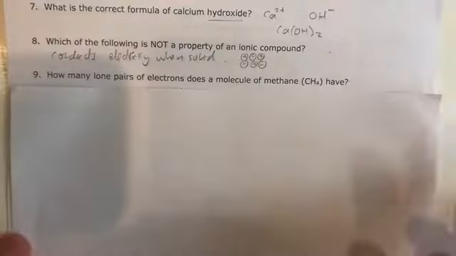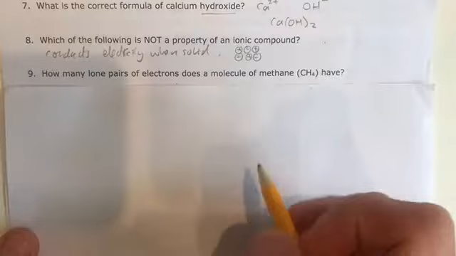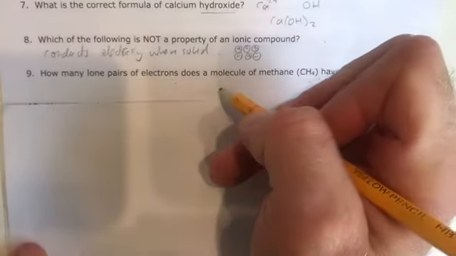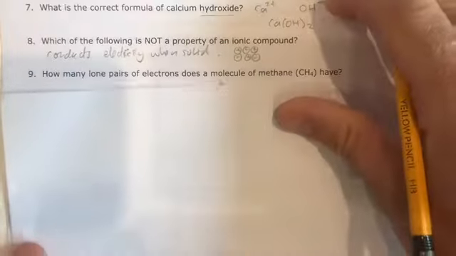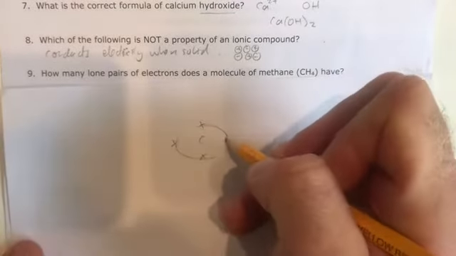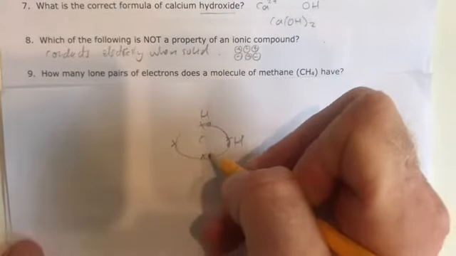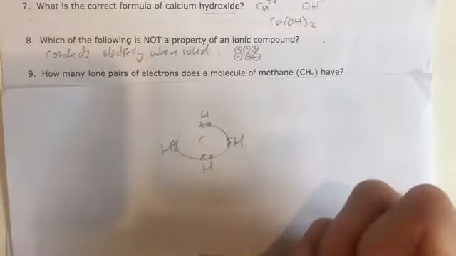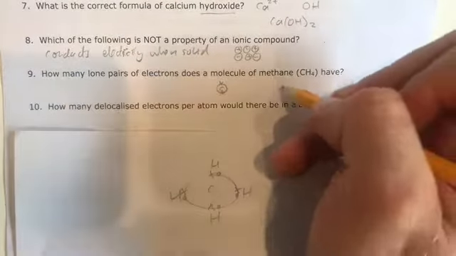Okay, number 9, how many lone pairs of electrons does methane have? A lone pair is a pair of electrons on the outer shell of an atom that are not involved in bonding. So you had to draw some methane. Carbon is in group 4, so here's some carbon, 1, 2, 3, 4. You need 1 hydrogen, 2 hydrogens, 3 hydrogens, 4 hydrogens, and all of those electrons are used in bonding, so there are no lone pairs. The answer was 0.